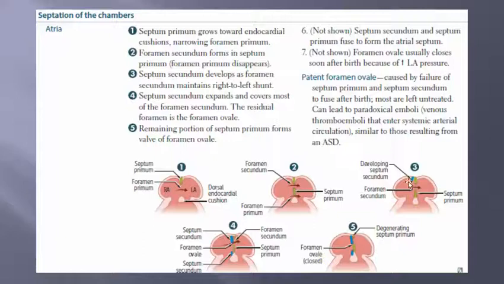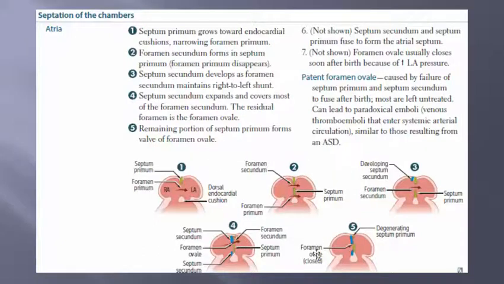Step 3, again, the septum secundum develops as the foramen secundum maintains a right to left shunt. So here's your right going to the left. Okay. And then step 4, your septum secundum, here it is left to right, or right to left, I'm sorry, looking at it from the patient side. The residual foramen is then the foramen ovale. Okay. Foramen ovale, again, it's right here. It's a very small opening. Step 5, remaining portion of the septum primum forms the valve of the foramen ovale.